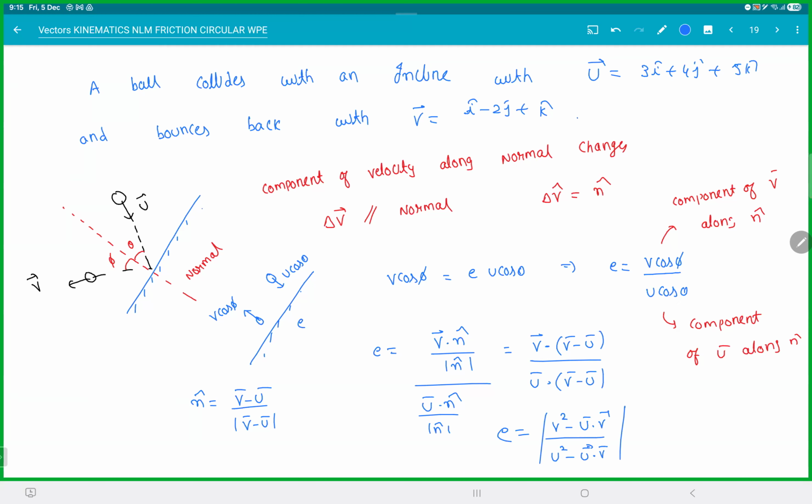Clear with this? That's a complete vector form to find the coefficient of restitution in oblique collisions. So you can remember it however you want. You can write U bar dot V bar minus U, put a mod. You know U bar, V bar, substitute, you'll get the answer.